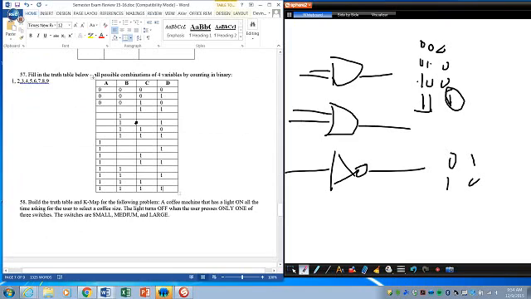So 0, 0, 0 is 0. 0, 0, 1 is 1. 0, 0, 1, 0 is 2. 3, 4, 5, 6, 7, 8, 9, 10, 11, 12, 13, 14, 15. Okay, so if you remember, the D represents 2 to the 0. What is 2 to the 0? It's always 1, right? Now this is 2 to the 1, which is equal to 2. Okay, this one is 2 to the 2. Second power is 4.